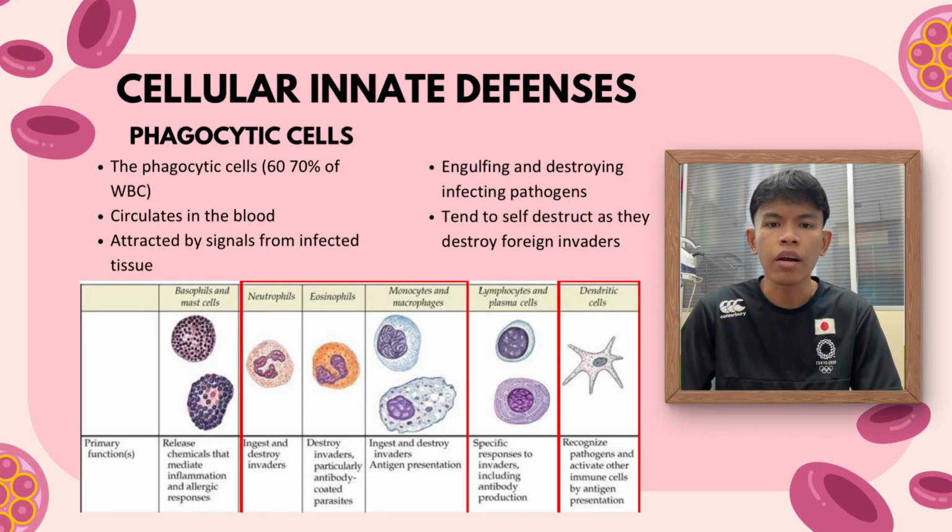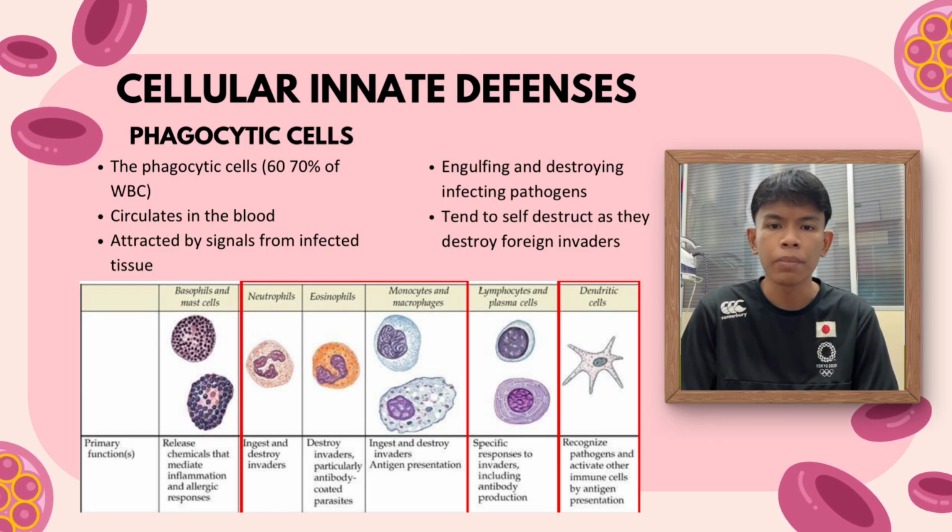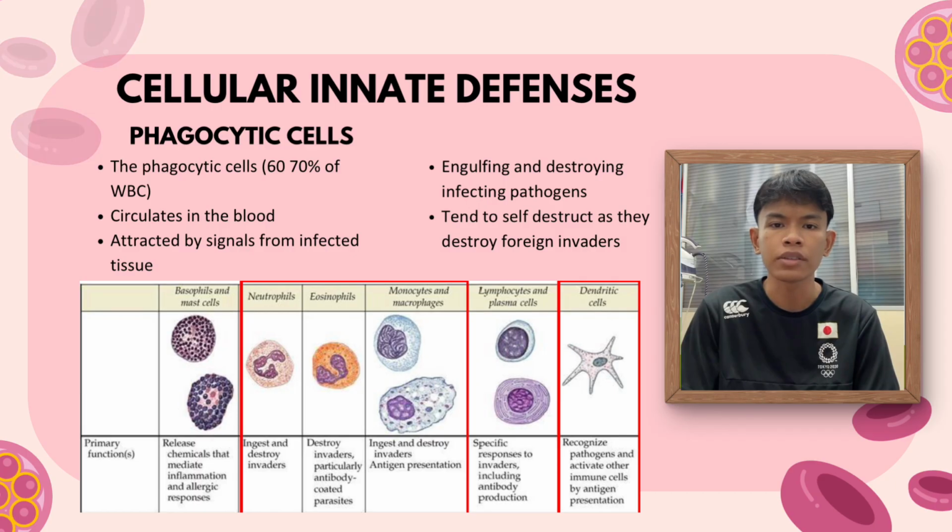To give you an idea of the scale, neutrophils alone make up about 60% to 70% of all white blood cells. They circulate in the blood and are attracted by chemical signals from infected tissue. While they are highly effective at engulfing and destroying pathogens, they tend to self-destruct during the process of destroying foreign invaders. Other key players include monocytes and macrophages, which ingest and destroy invaders and assist in antigen presentation. Eosinophils specialize in destroying antibody-coated parasites. Lastly, dendritic cells recognize pathogens and activate other immune cells.